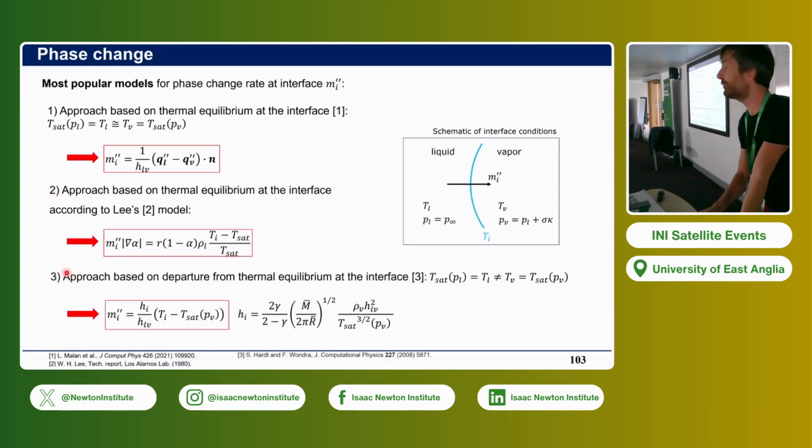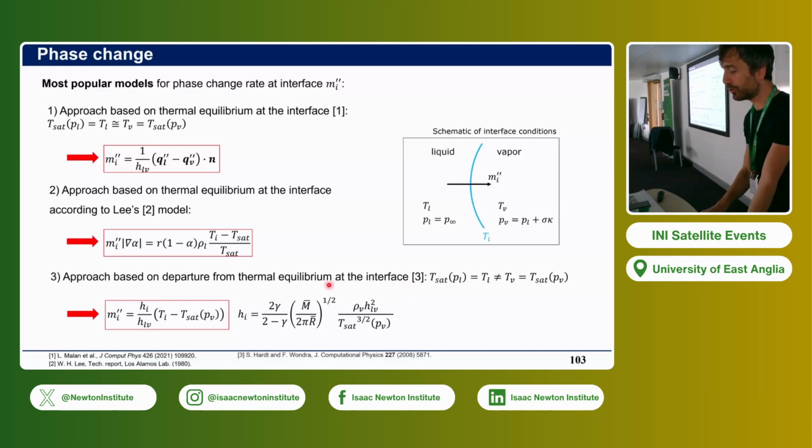Approach 3, which is the approach I am personally using, it comes from the kinetic theory of gases. And it assumes that the temperature at the interface may have a temperature jump, especially if you go to small scales, you can have curvature at the interface or some kind of molecular resistances to phase change that will cause a temperature difference at the interface.